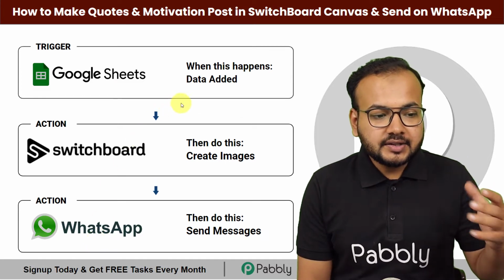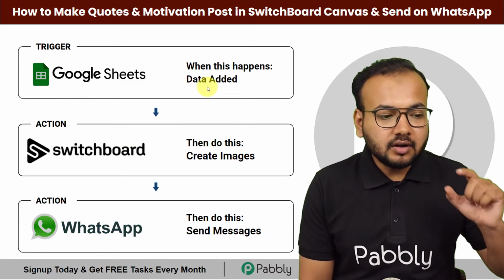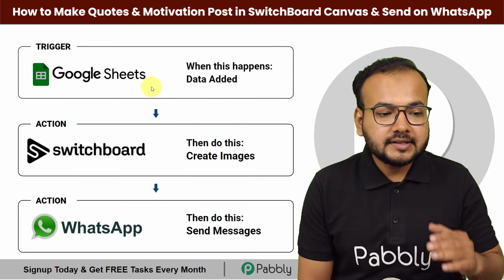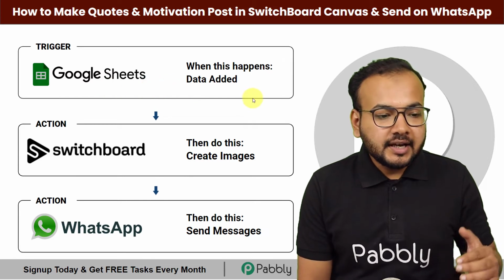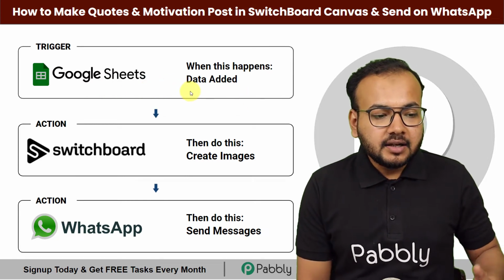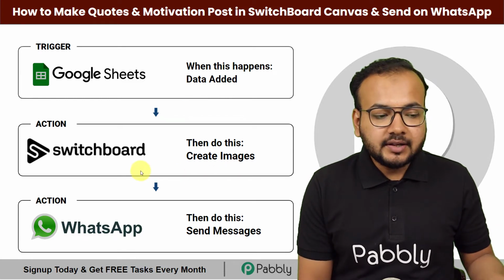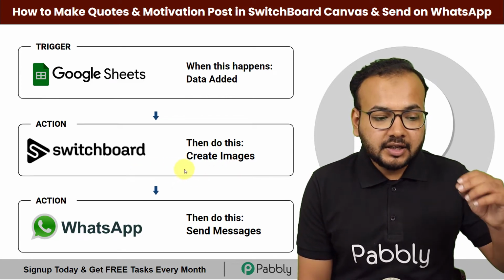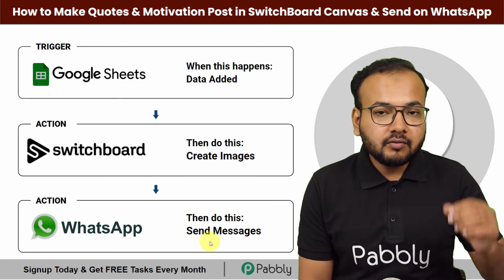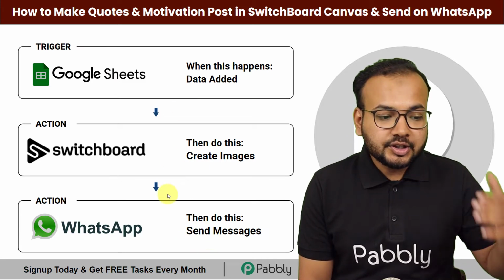And here guys, you have to add the data of the images that you want to create inside a spreadsheet in Google Sheets. And after that, as you add the data, images will be created automatically using Switchboard Canvas, and the images will be sent to your people on WhatsApp automatically using this automation.